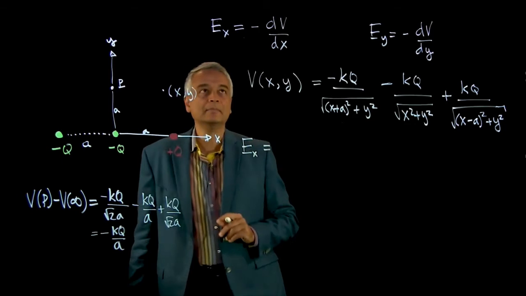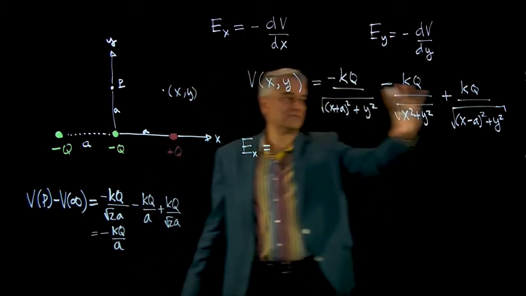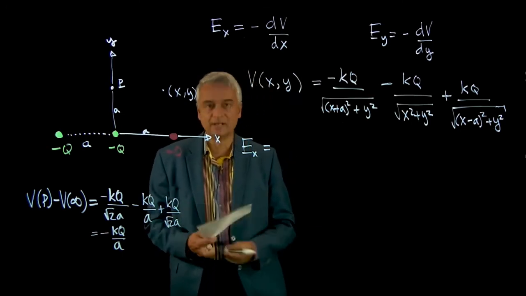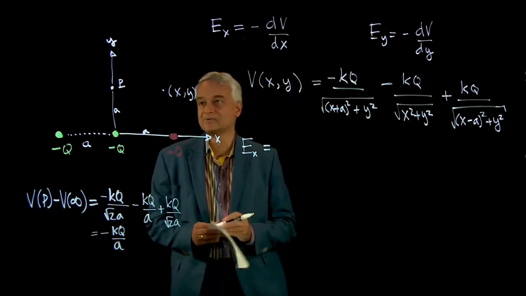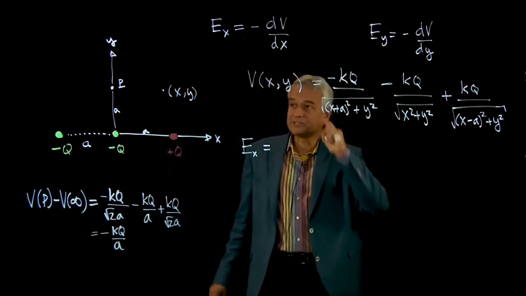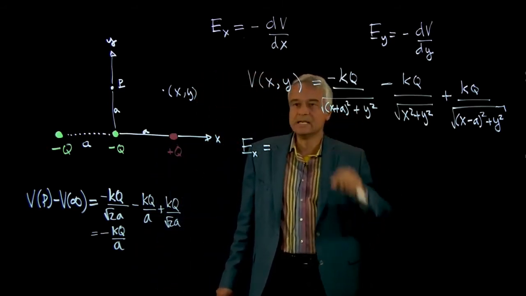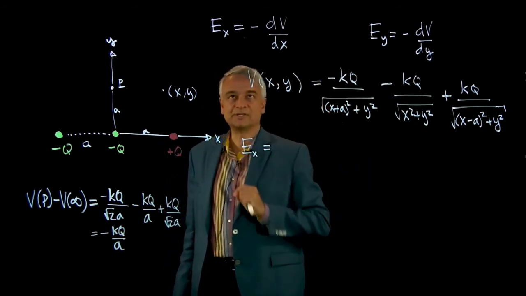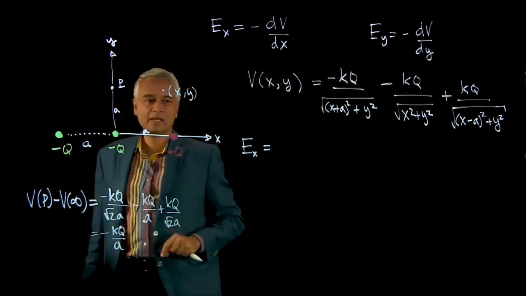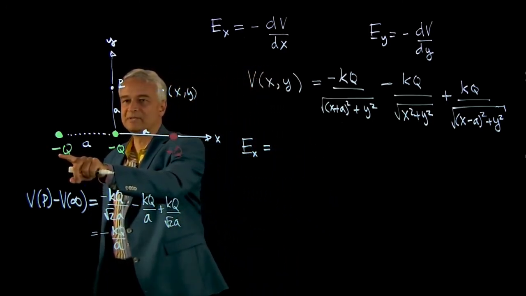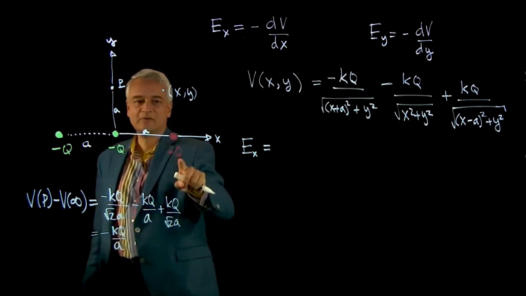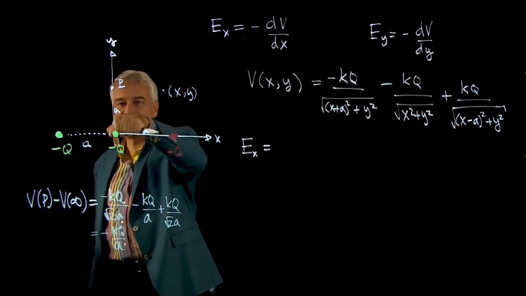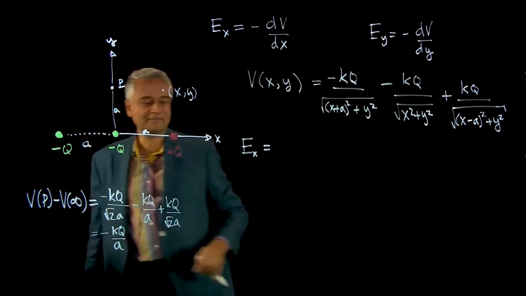So I need to evaluate Ex. I need to take the derivative of this with respect to x, and I'm just going to tell you the answer after the dust settles. But anytime you do something like this, you should ask yourself what you expect. So let me ask myself, at the very least, what sign should I expect? What direction should the electric field point in at the point P? Well, let's think about these three charges. From this charge, I'll have an electric field pointing this way. From this charge, an electric field pointing this way. And from this charge, an electric field pointing straight down. So Ex should be negative.